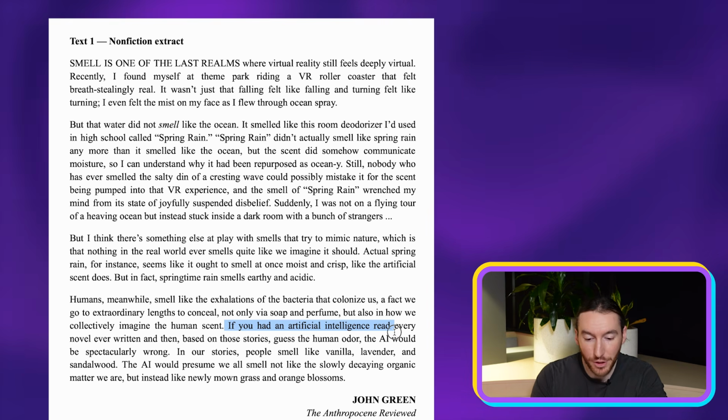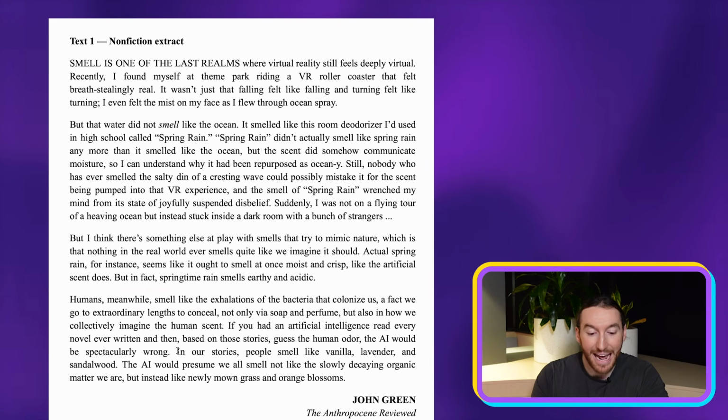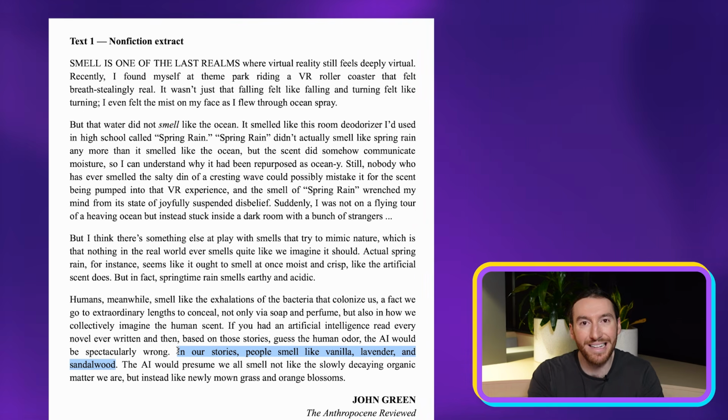If you had an artificial intelligence read every novel ever written, and then, based on those stories, guess the human odor, the AI would be spectacularly wrong. Okay, so it's really emphatic language there, spectacularly wrong. In our stories, people smell like vanilla, lavender, and sandalwood. Okay, that's interesting. So I like that one. I like just short, clear sentences where I can easily find a technique.